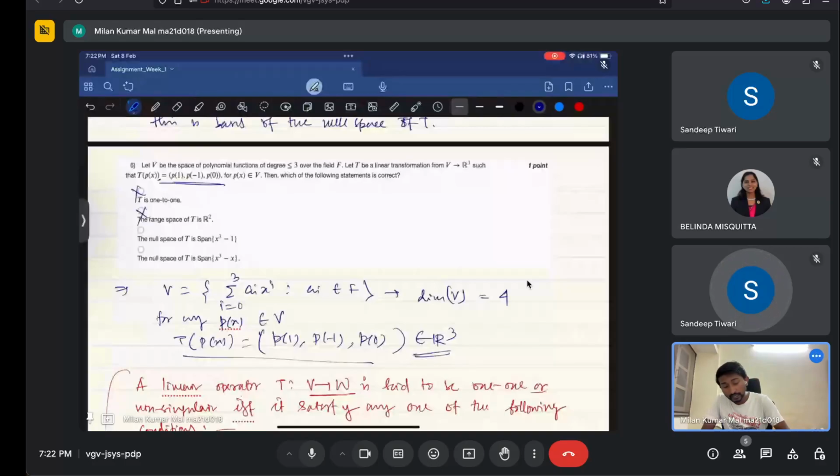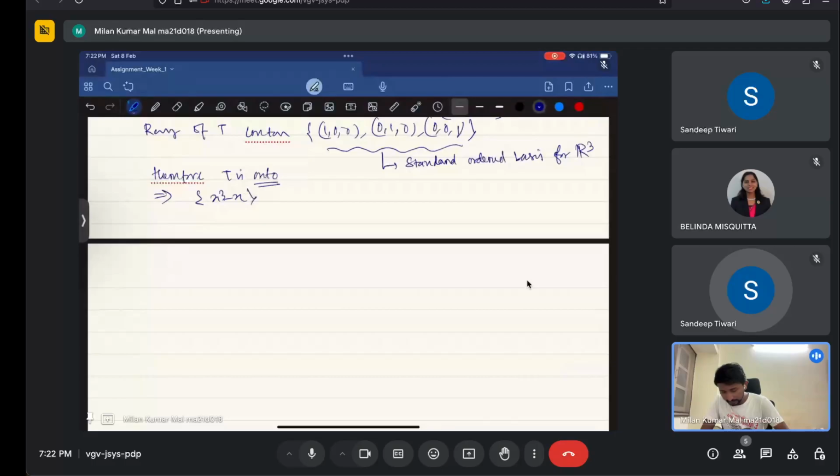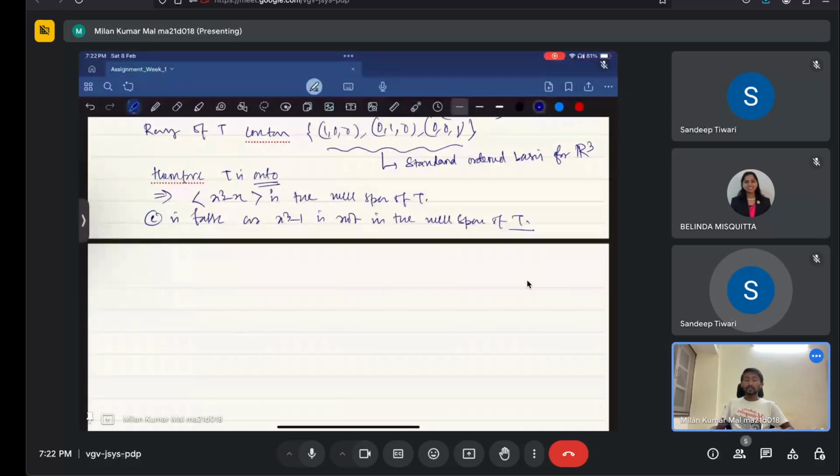So this implies that the linear span of x cube minus x is the null space of T, and option C is false, as x cube minus 1 is not in the null space of T. That is clear, because if we write T of minus 1, it will be minus 2, or even T of 0 is minus 1, so that is not in the null space of T. This is very easy, just substitute the values and check. Okay, now I'll consider another problem.